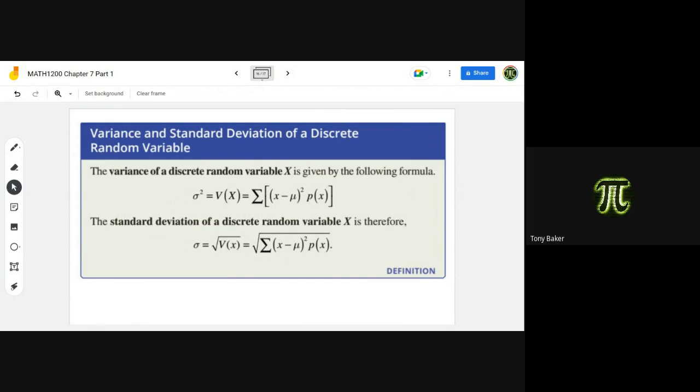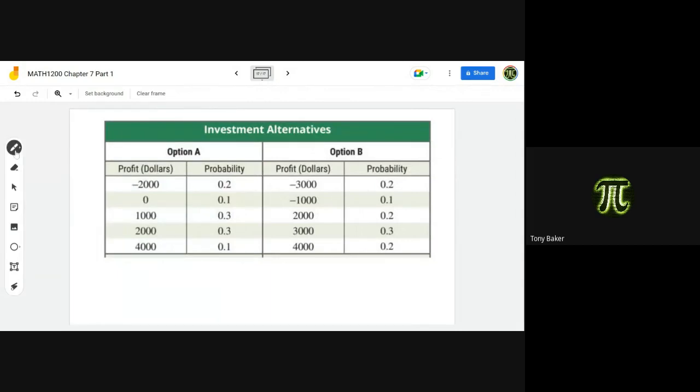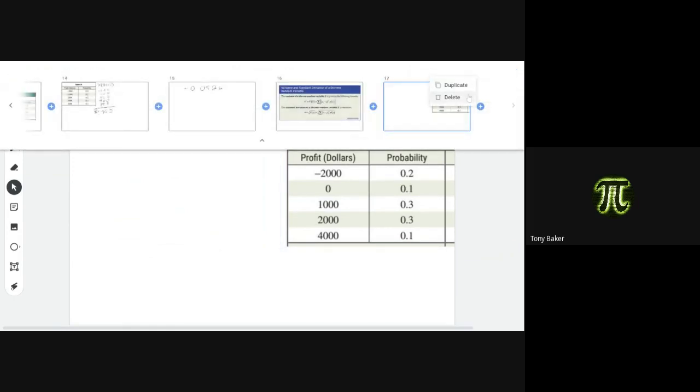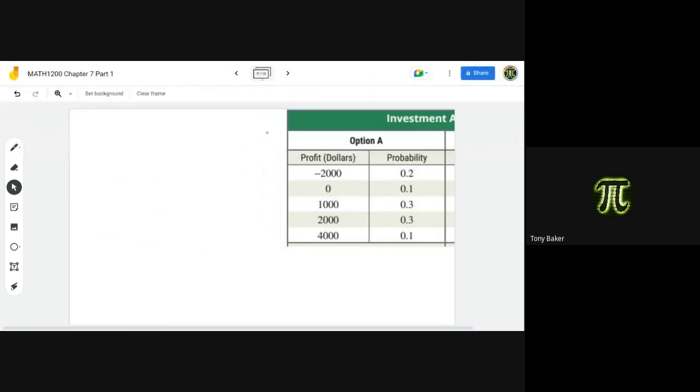So the mean in this situation is my expected value. Because remember, we just talked about expected value. Expected value is kind of like that average, that weighted average. So when we figure out our expected value, that is what's considered your mean. So for option A, our mean was what? $900. So my mean was 900.